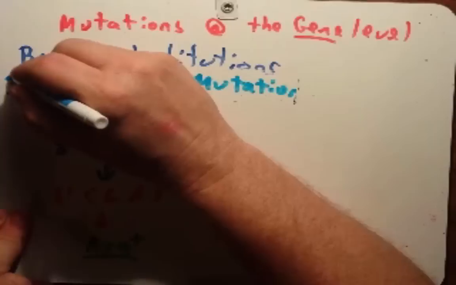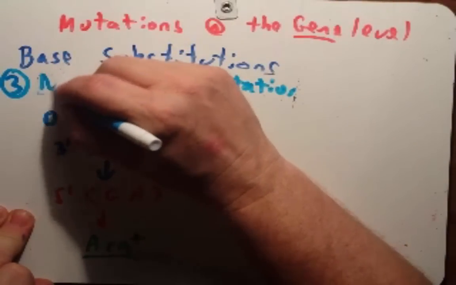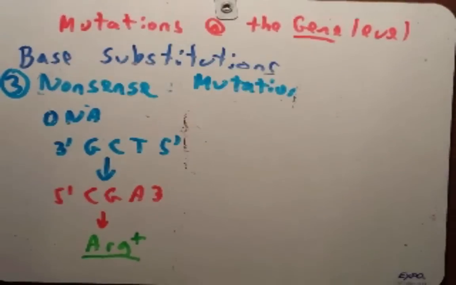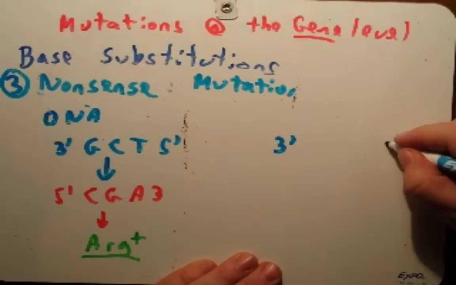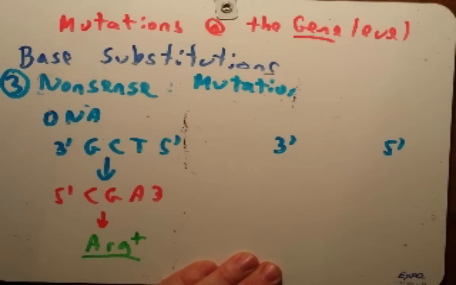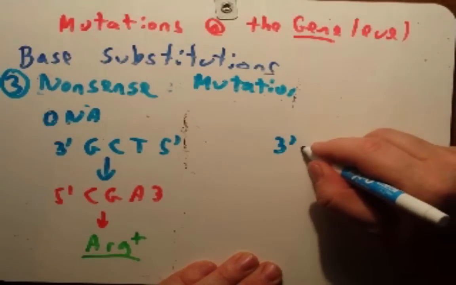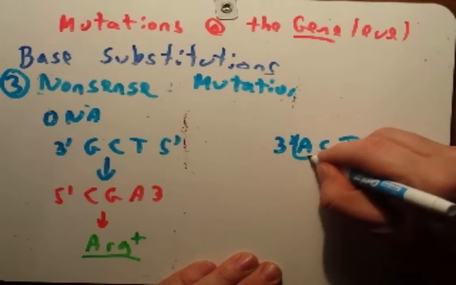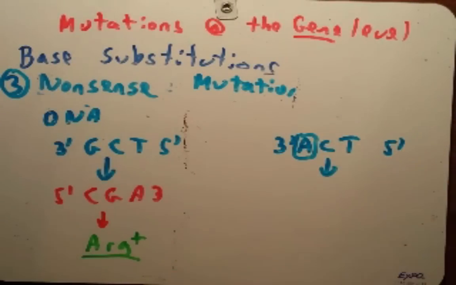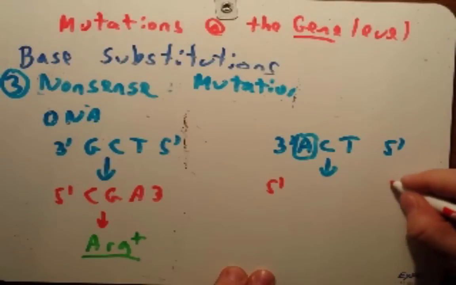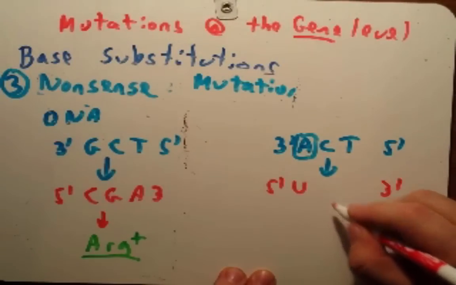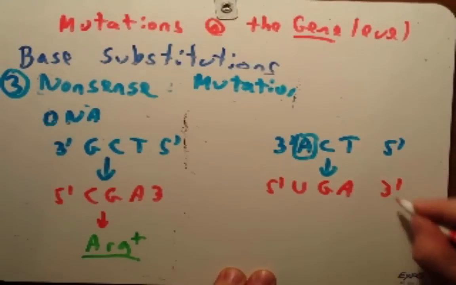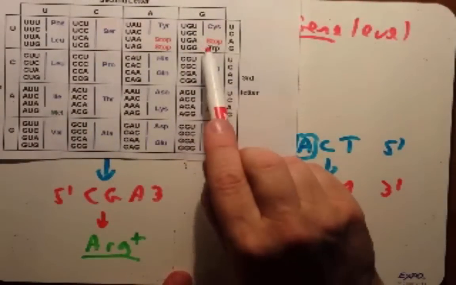Now I want to talk about a nonsense mutation. And we're going to use the same DNA here, and this time we're going to change it a little differently. Again, we're still just going to change one nucleotide, and this time we're going to change the first one. And we're going to make this an ACT. Again, we're changing that first one. When it's transcribed, we're going to have a 5' to 3' A goes to a U, then G, and then an A. And if you look at our genetic code, right here, you'll see that a UGA is right here.